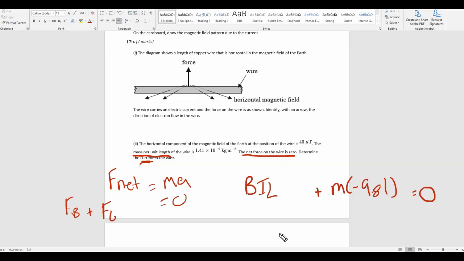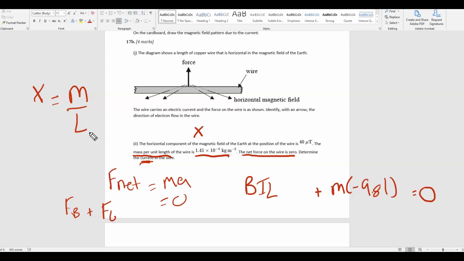But I don't have the length, so let's see. I do have B. I'm looking for I, so I is unknown, B is given. I don't have the mass of the wire, and I don't have L, but I'm given the mass per unit length. If you're wondering what mass per unit length is, I'm just going to give this a symbol. Let's call it X. What does mass per unit length mean? It's exactly what it sounds like. It is mass over length. It's kind of like one-dimensional density, if you want to think of it like that.